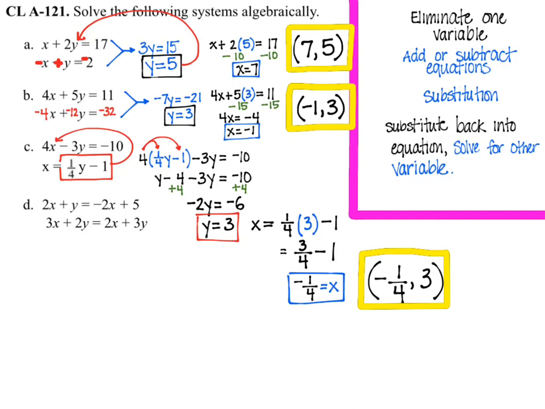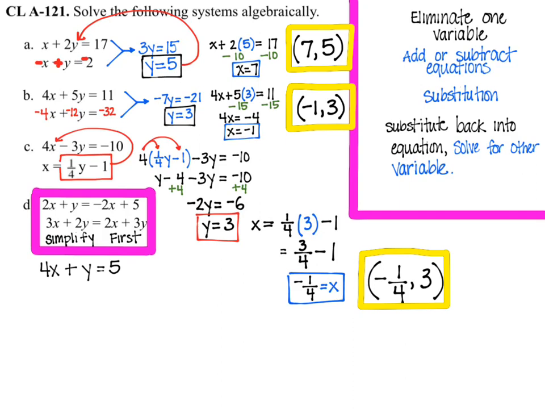This last system looks really confusing because it's got x's and y's on both sides of both equations. So the first thing you have to do is simplify each of those equations. In the first equation, I got my x's and y's on the left-hand side, and I left my constants on the right. And I did the same thing with the second equation.